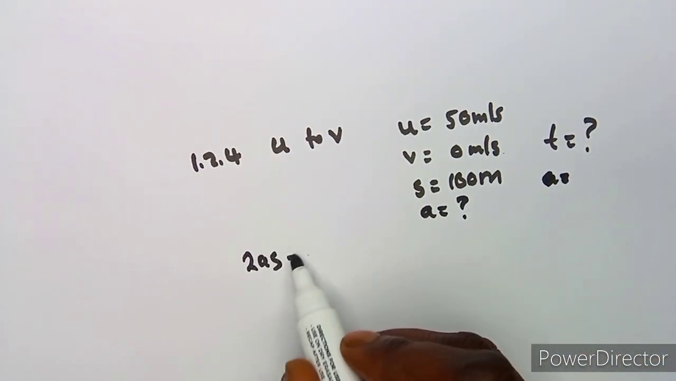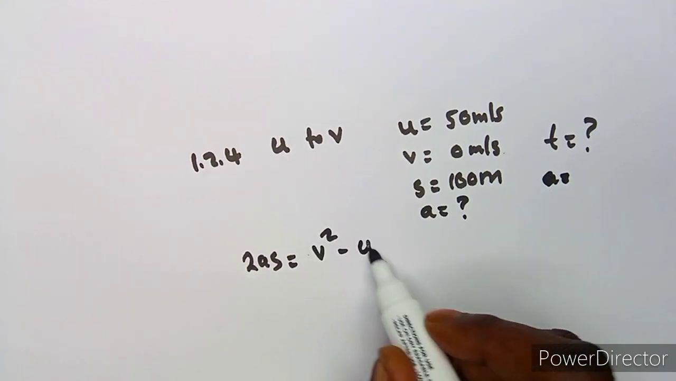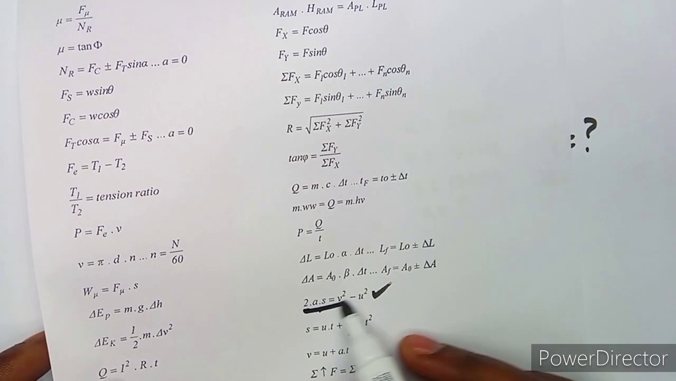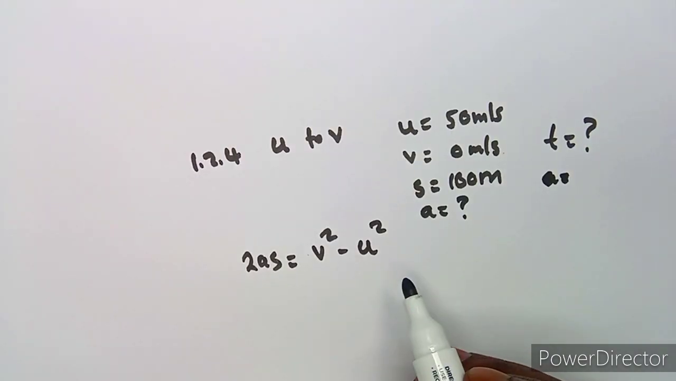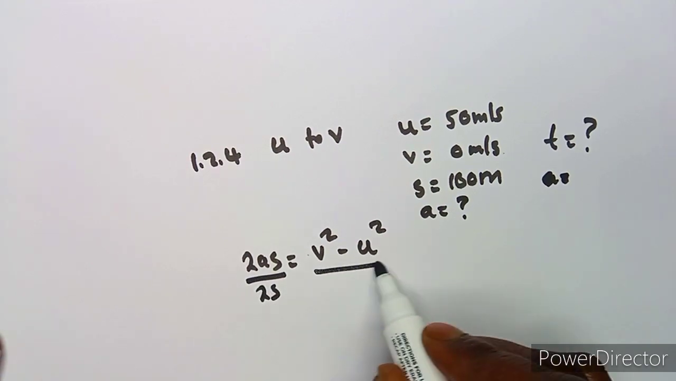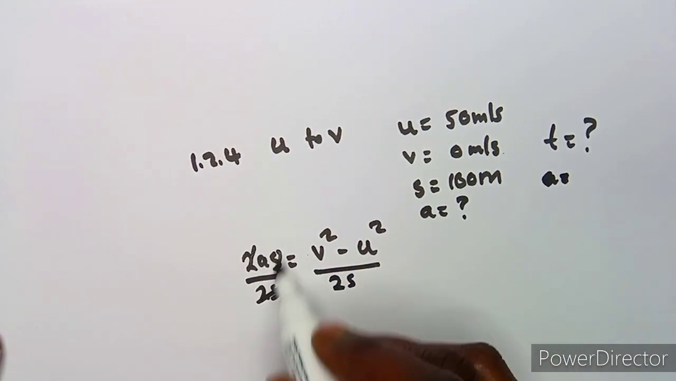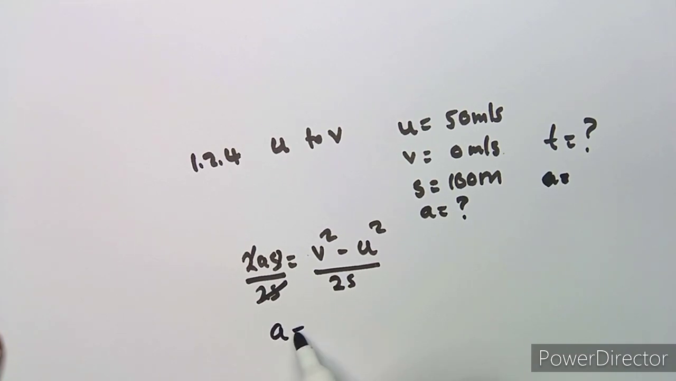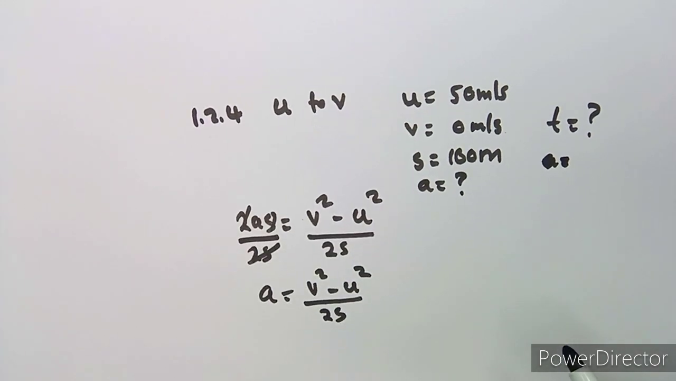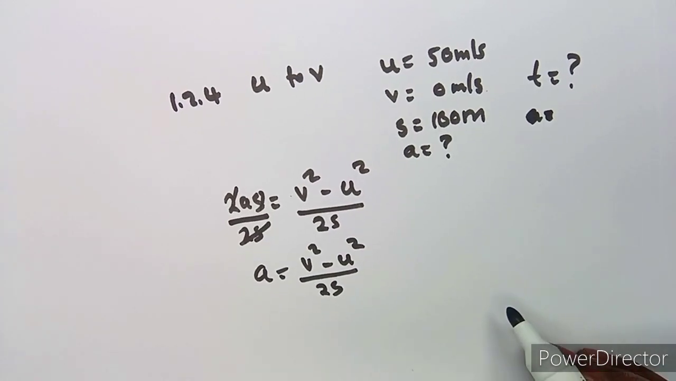From 2as is equal to v squared minus u squared, take note how the formula is given. Then we can make acceleration the subject, dividing by 2s on both sides, so this is going to cancel. So a is equal to v squared minus u squared over 2s. Take note, it's stage by stage when you are given such an equation.